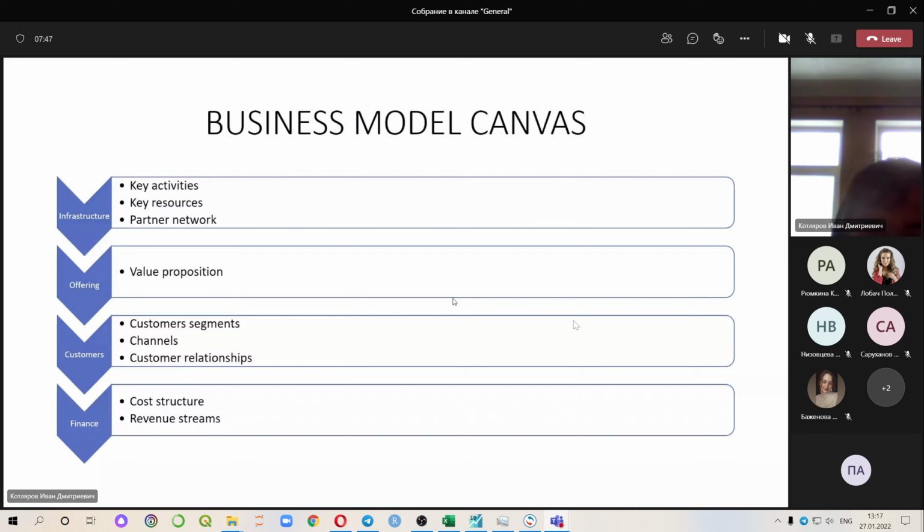So, ladies and gentlemen, here we have a general description of your future analysis of your companies, of your presentations, actually for seminars. Actually, you have to develop an idea of a business, or probably you prefer to use the existing project, and you have to analyze it from each key aspect of this business model canvas: offering, infrastructure, customers, and finance. Guys, is it clear? Do you understand it? Yes, it is. Okay, great.